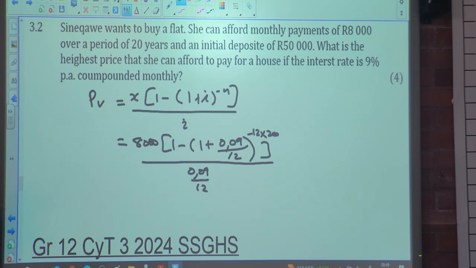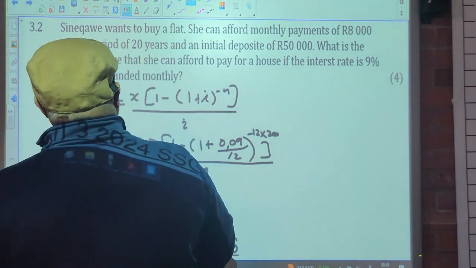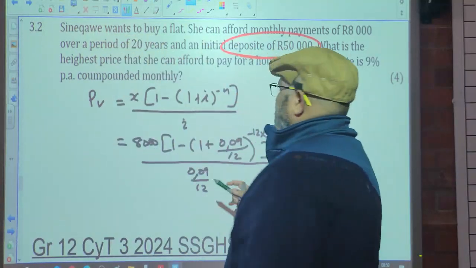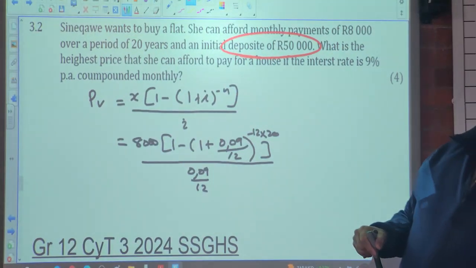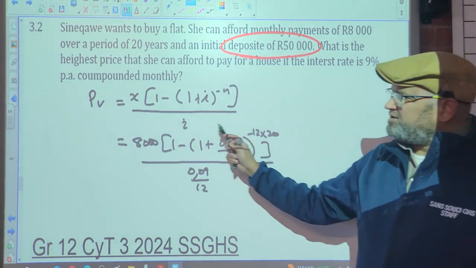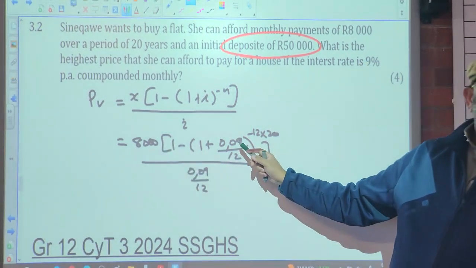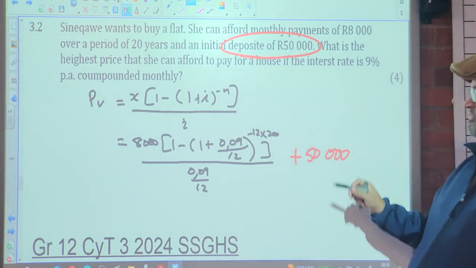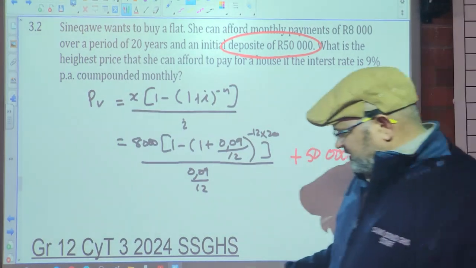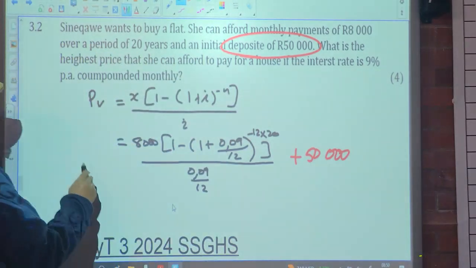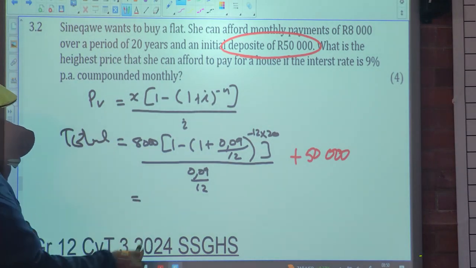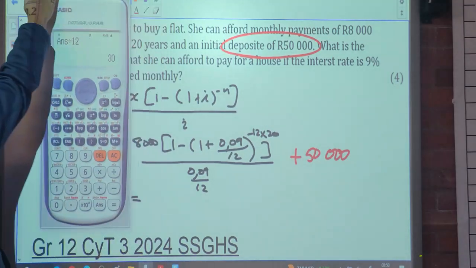Not so? But what happens? She's making a deposit of 50,000 as well. Not so? So whatever the loan amount is, you must add 50,000 to that loan amount. Okay, so it's going to be the total she can afford, the total price she can buy for.